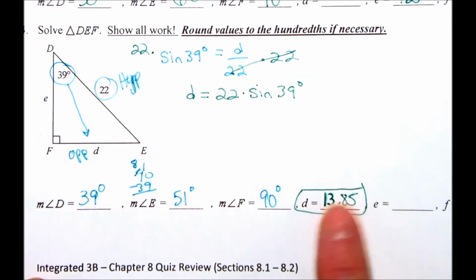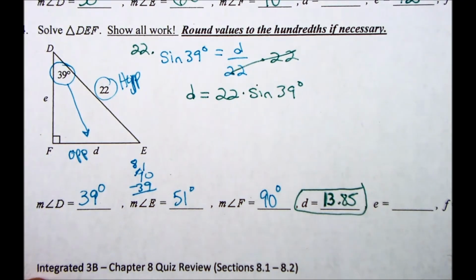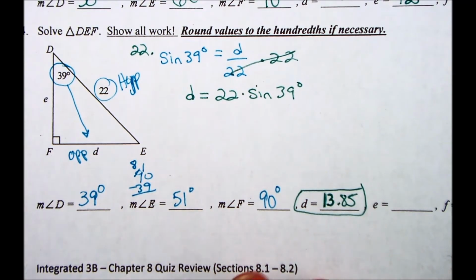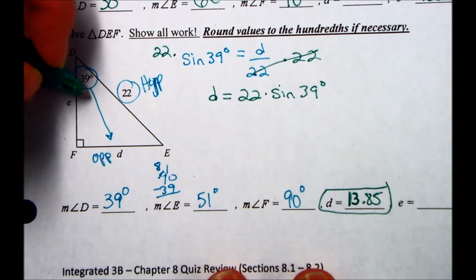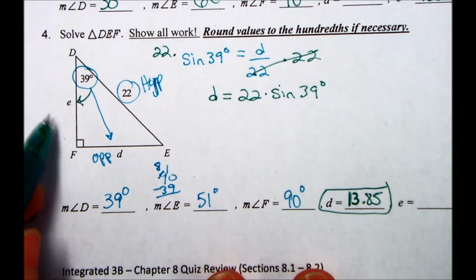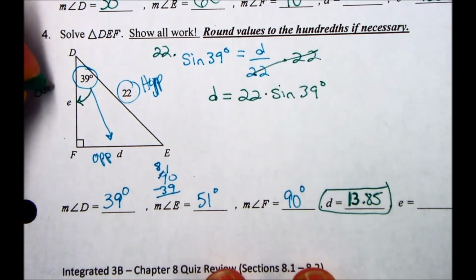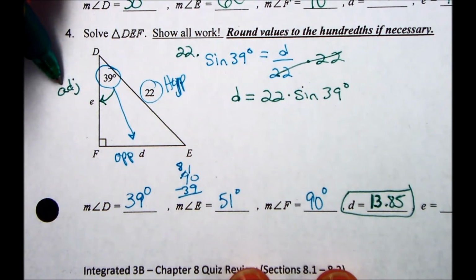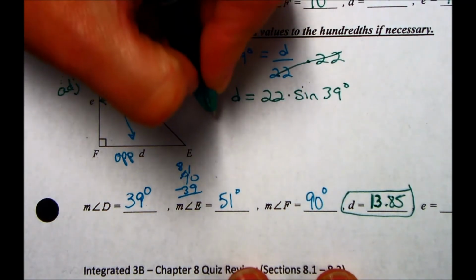All right, so we're not going to use that value, or we're not going to use the Pythagorean theorem to get the other side because this is a rounded value. We want to be as accurate as possible. So to find E, which is our adjacent, we're going to use cosine because cosine is the adjacent over the hypotenuse. So let me write that over here.